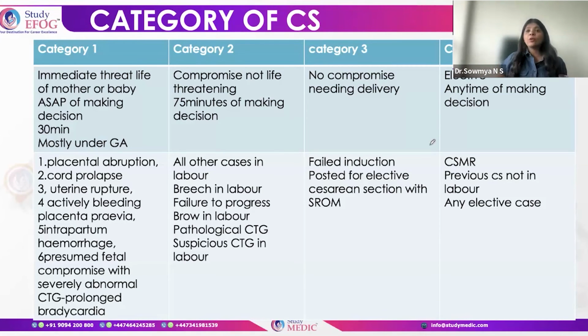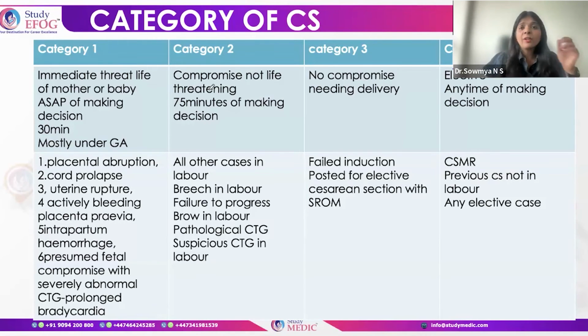Category 4 is always an elective cesarean section. Okay, cesarean section on maternal request, or previous cesarean sections who are being posted for elective cesarean sections. And category 3 is somebody who was posted, but they came in late, they presented with leaking or a failed induction, you go for category 3. Category 2, all other women who are going to deliver, who are in labor, breech in labor, suspicious CTG, all pathological CTG except prolonged bradycardia will come for category 2.